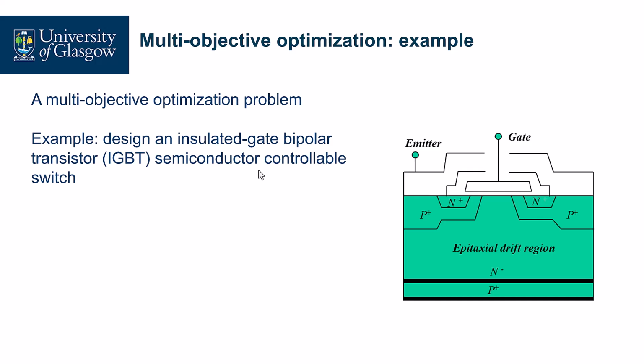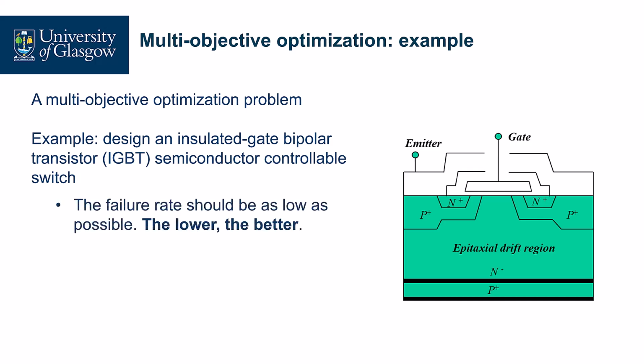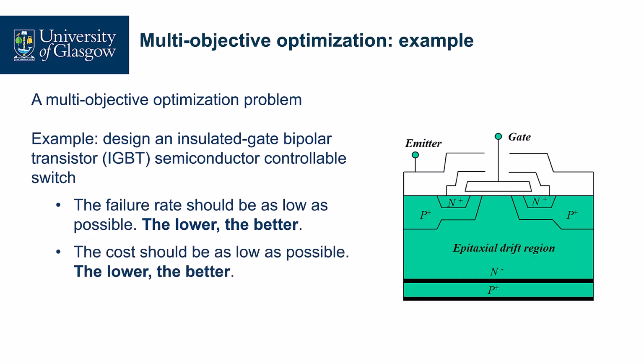We have 2 objectives. First of all, we want the failure rate to be as low as possible. The lower the failure rate, the better. Meanwhile, we want the cost to be as low as possible as well. However, normally when we make the failure rate low, the cost becomes higher. So these 2 conflict with each other. Then, how to decide which solution is better?